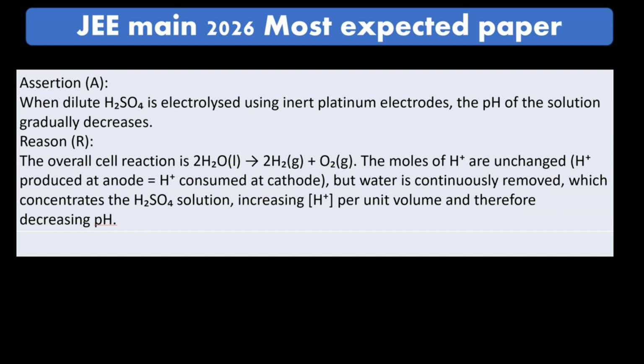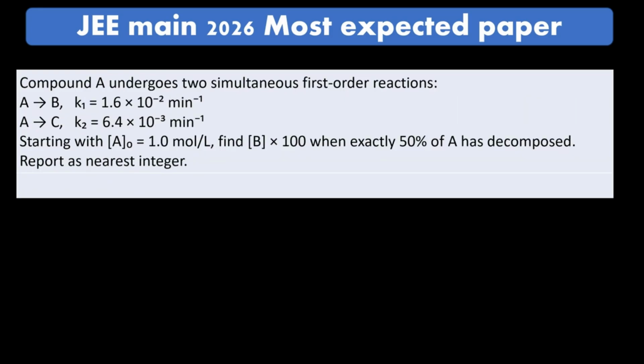When dilute H2SO4 is electrolyzed using inert platinum electrodes, the pH of the solution gradually decreases. And the overall cell reaction is given: the moles of H plus are unchanged. So tell me what is the answer to this question. You must be knowing the answer by reading this question. Let me know in the comments what the answer is.